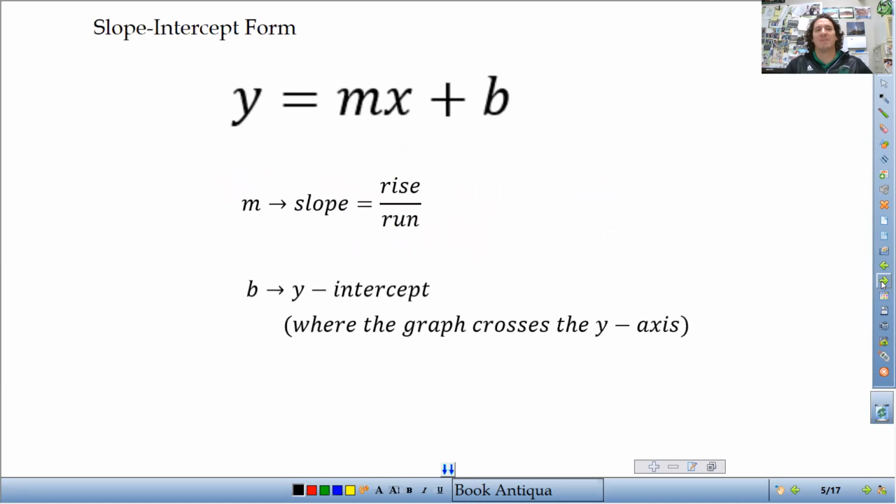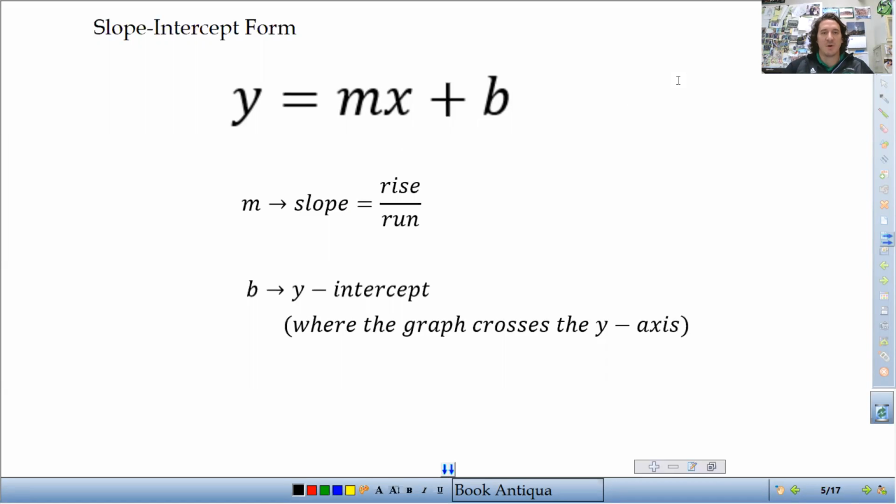So starting off, let's talk about what slope-intercept form is. You may have heard this before. Slope-intercept form is any equation that looks like this: y equals mx plus b, where m is the slope. And remember, we've gone over slope. Slope is rise over run. So the top number is how far up the line goes. On the bottom, the number tells us how far over the line goes. And then b is the y-intercept, so the point where the graph crosses the y-axis. So we can just take this information here and then graph the line using this information.